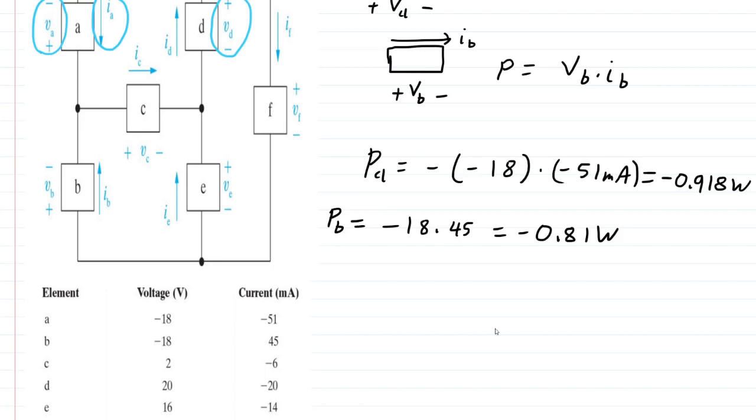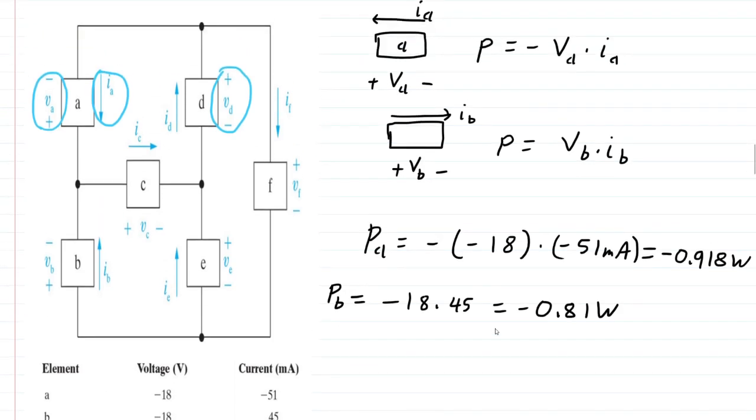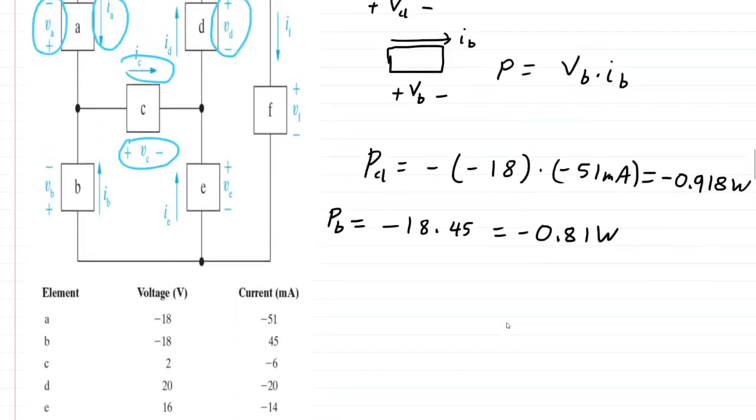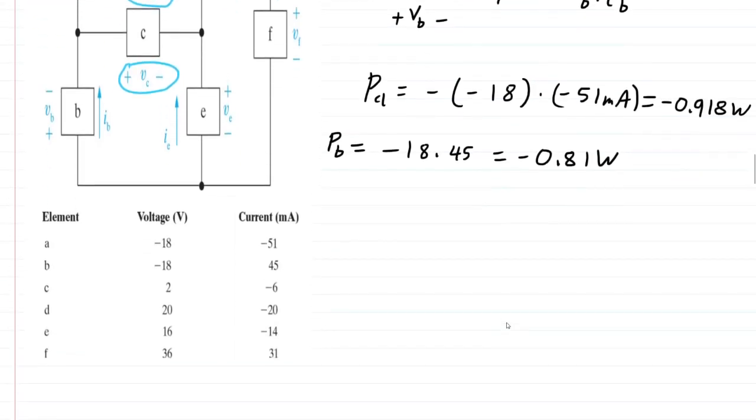So anyway, for component C, we notice that the current is in the same direction as the plus, or it's flowing from plus to minus, I should say, because of the positive sign convention. So if we do this calculation, power C is going to be 2 times -6 milliamps. I should say milliamps, just to not be confusing, because it is a 1,000th of an amp.